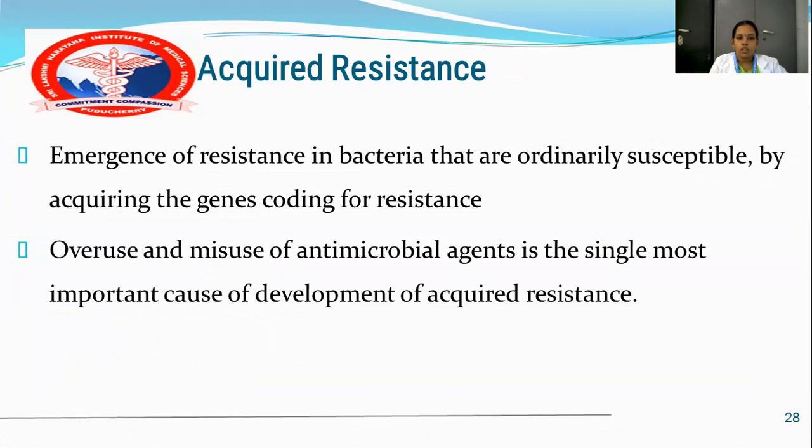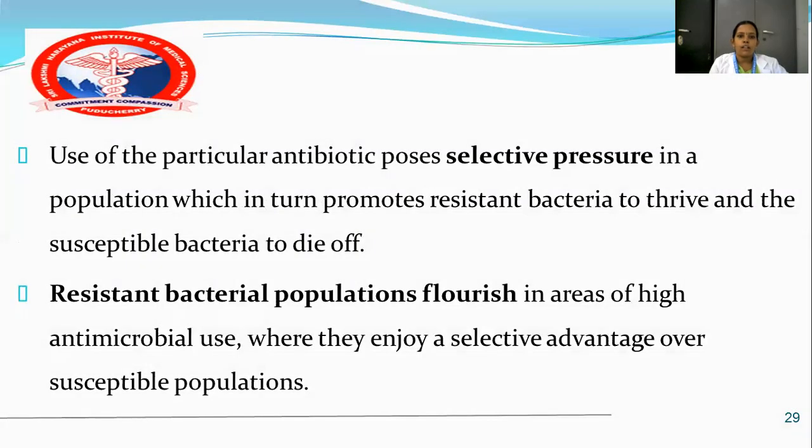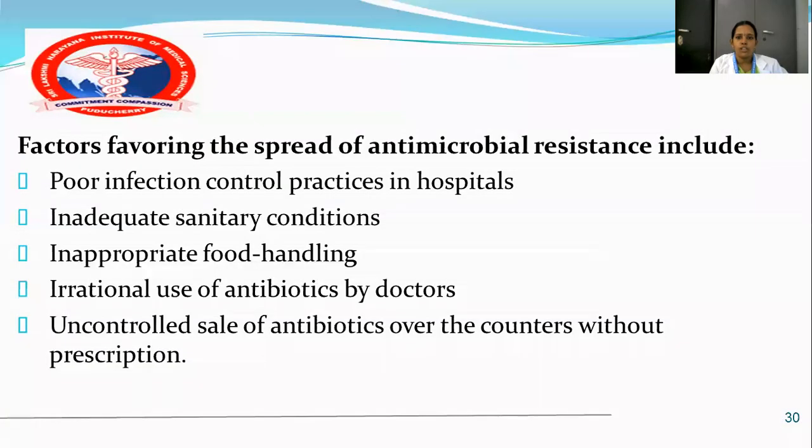And overuse, as I already told, overuse and misuse of antimicrobial agents is the single most important cause of development of acquired resistance. Using a particular antibiotic exerts selective pressure on the population, which in turn promotes resistant bacteria to thrive and susceptible bacteria to die off. Mostly the resistant bacterial population in areas of high antimicrobial use enjoys a selective advantage over the susceptible populations.